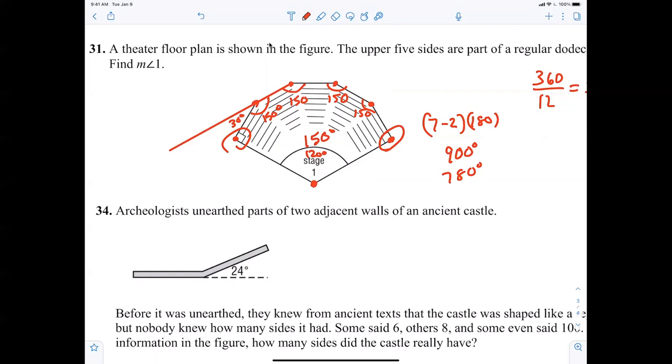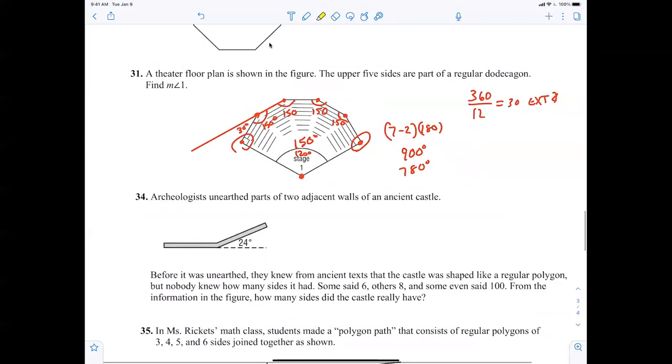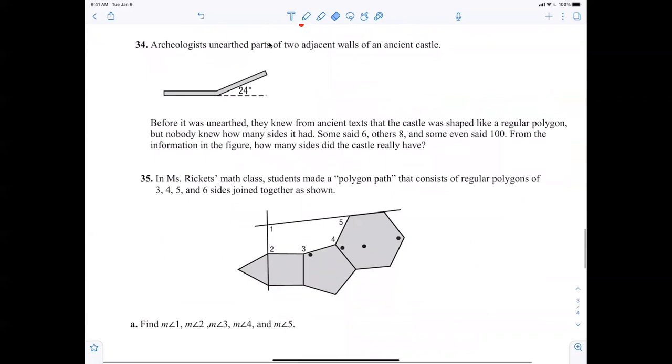What is the sum of the interior angles? And how many angles have we accounted for? Right, and what do those angles add up to? All right, there we go. All right, let's try 34.